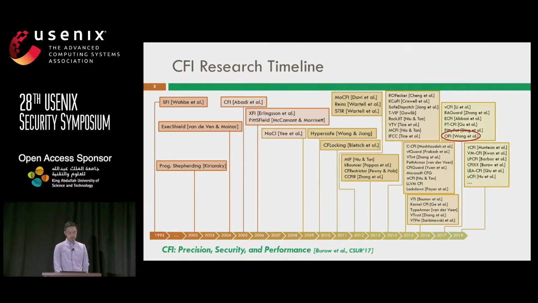Another example problem is, can you somehow use typing information to get better enforcement? There are several works on that, one of them is TALCFI. So we have made impressive progress tackling all these problems. There was a survey paper published in CSUR 2017 that summarizes the prior CFI works. If you want to read more about CFI's precision, security, and performance, you should definitely read this wonderful paper. It was inspiring to us for this work.